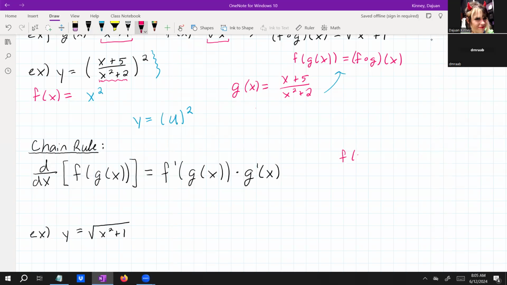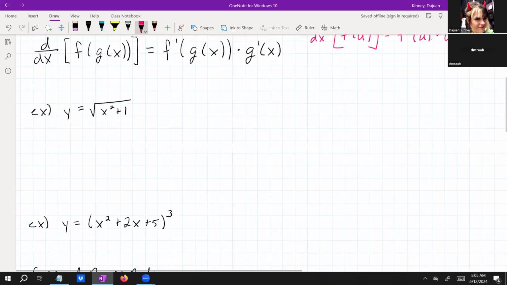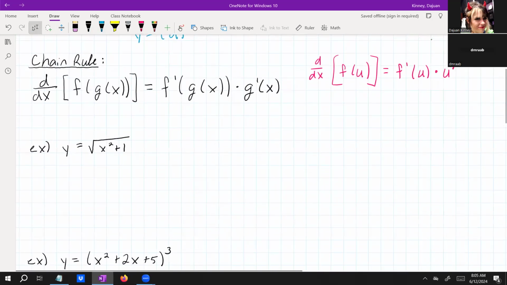So if we want to think of this in terms of u's, f of u. All right, derivative of the outside is my f prime. Do not change the u function times the derivative of u, if that simplifies things for you. Again, there's always multiple ways to think about these. Find the one that resonates with you and go with that. As long as it's mathematically correct, it doesn't matter.